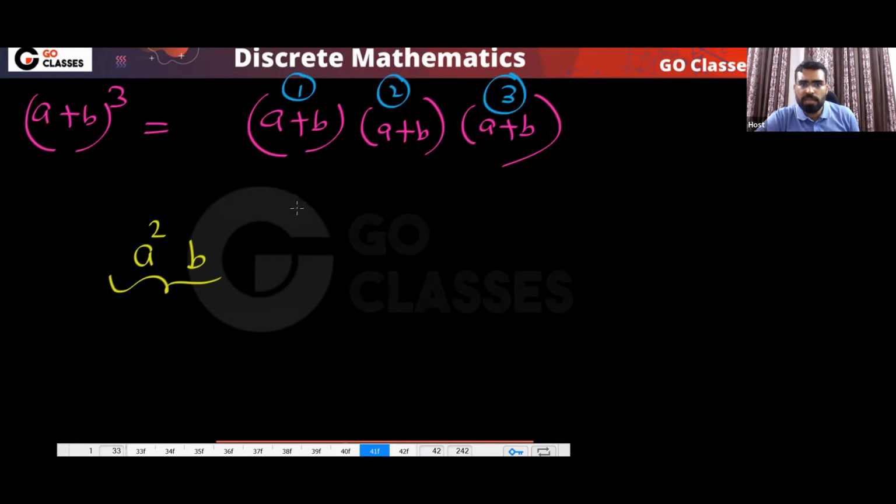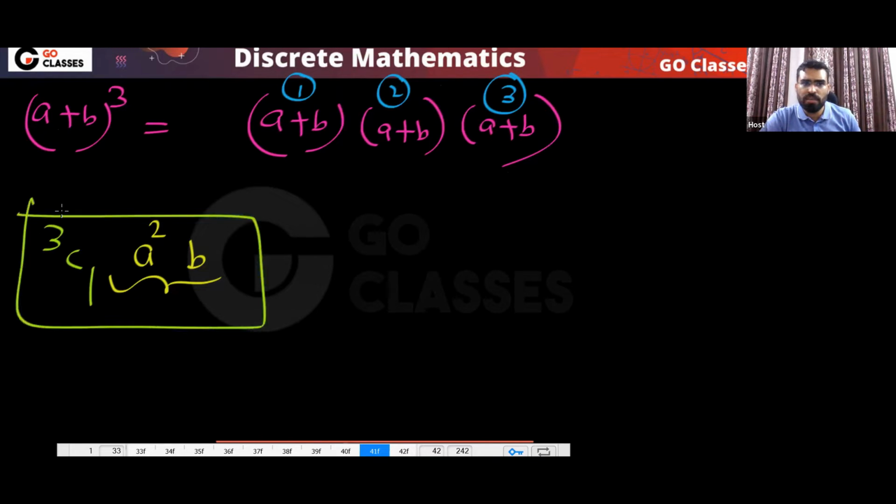So basically decide from where you are taking b. You want one b. Either you can take b from here, then from the other two a will come. Or you can take b from here, or from here. So there are a total of three things, and from these three you can decide who will give you b. So this term will come with this.